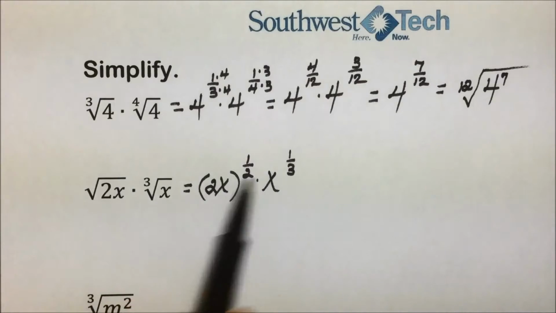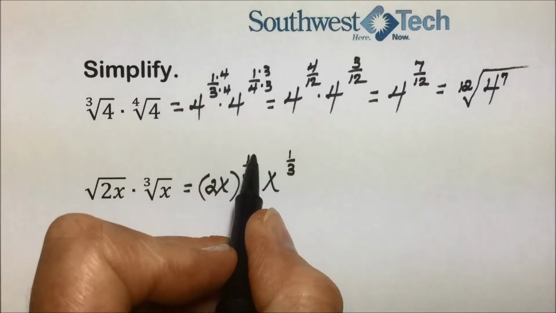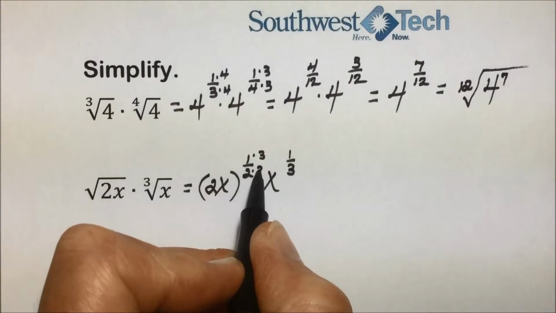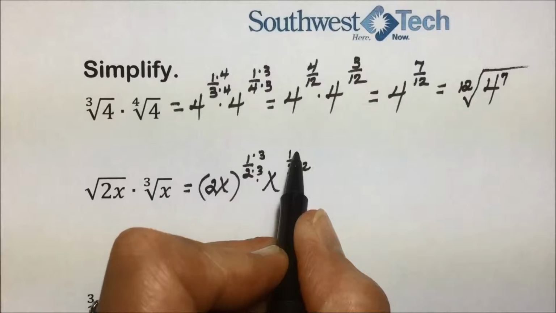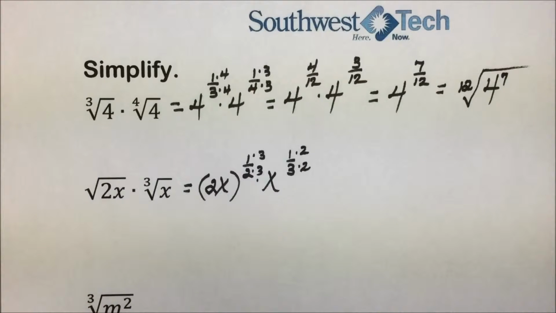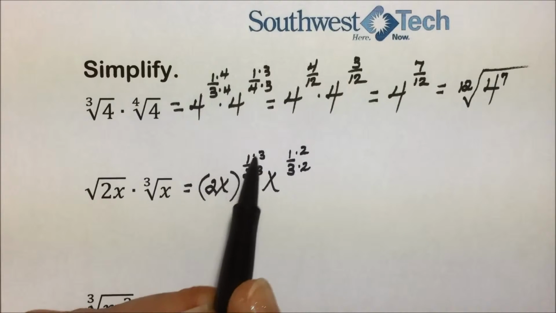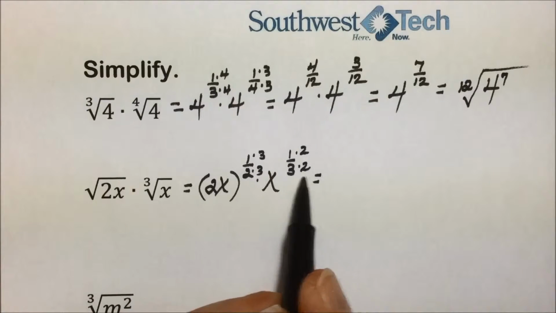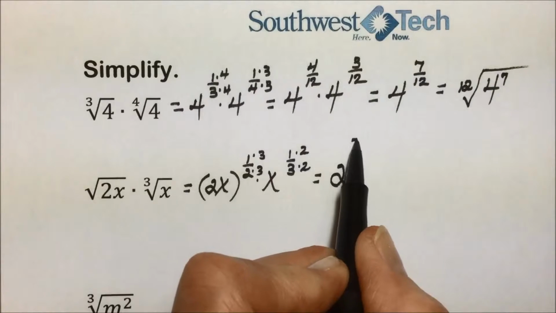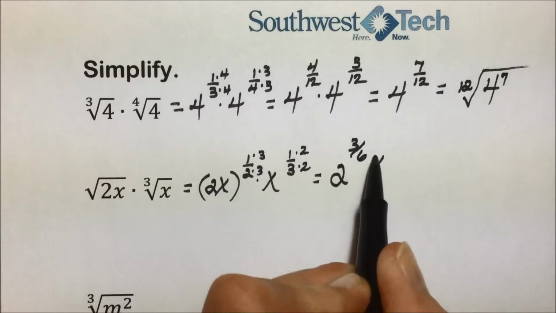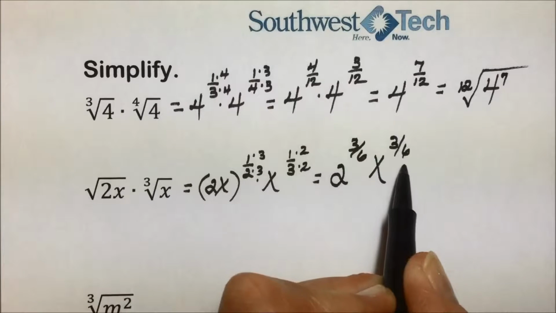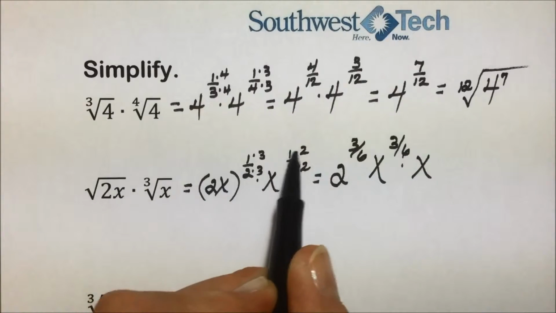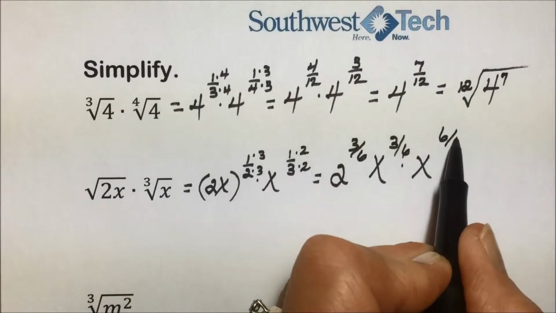The least common denominator between 2 and 3 is 6. Multiplying top and bottom by 3 in the first fraction will give us that denominator of 6. Multiplying top and bottom by 2 in the second will give us the denominator of 6. So we have the product, 2x raised to the 3/6 power means 2 is raised to the 3/6 power. x is also raised to the 3/6 power, times the second x that we have, which is raised to the 2/6 power.